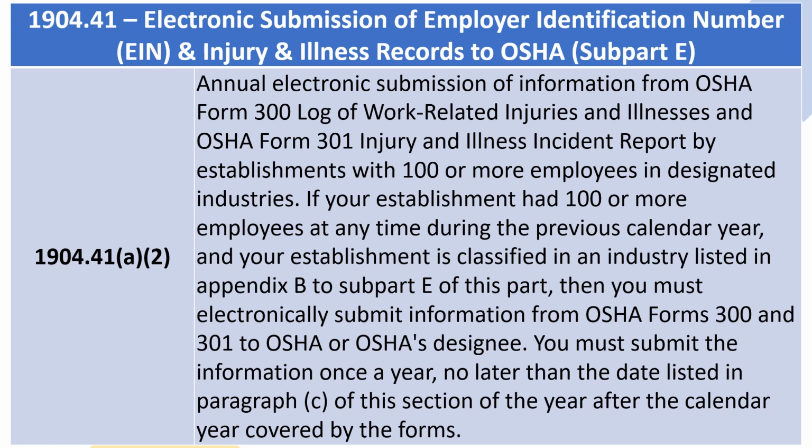1904.41(a)(2): Annual electronic submission of information from OSHA Form 300, log of work-related injuries and illnesses, and OSHA Form 301, injury and illness incident report, by establishments with 100 or more employees in designated industries. If your establishment had 100 or more employees at any time during the previous calendar year, and your establishment is classified in an industry listed in Appendix B to Subpart E of this part, then you must electronically submit information from OSHA Forms 300 and 301 to OSHA or OSHA's designee. You must submit the information once a year, no later than the date listed in paragraph (c) of this section of the year after the calendar year covered by the forms.